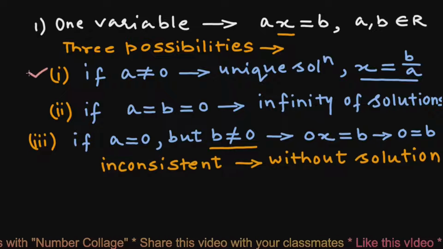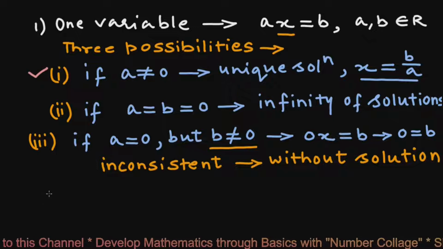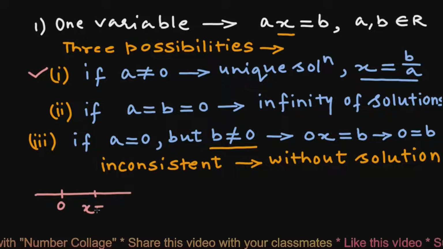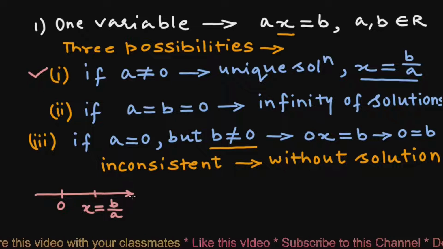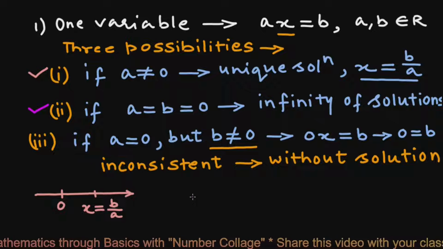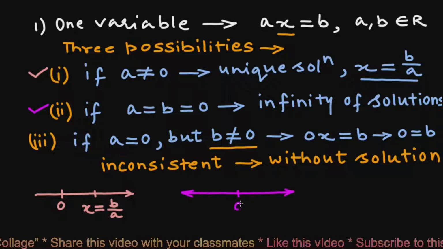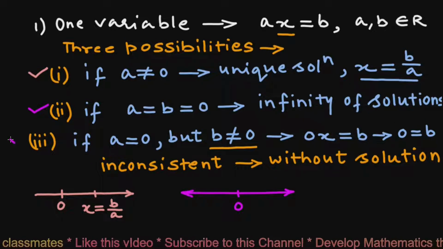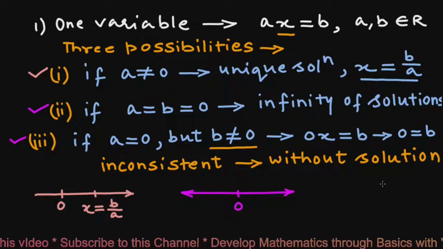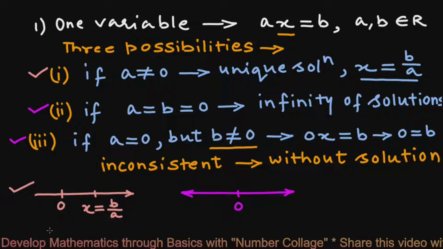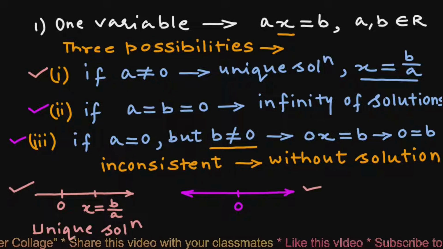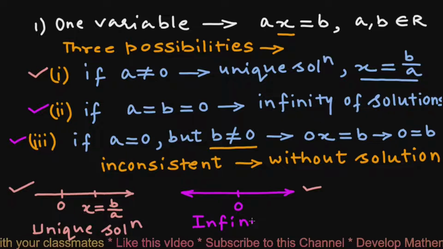According to the first possibility, we can show the solution geometrically as the origin and x equals b upon a on the x-axis. We can show the second possibility with infinitely many solutions like this. Since the third possibility has no solution, there is no need to show it geometrically. So this figure shows a unique solution, while this figure shows infinitely many solutions.